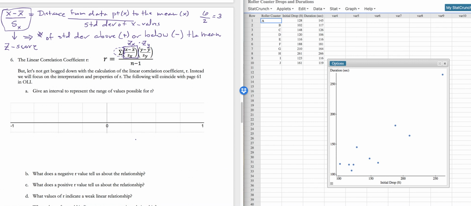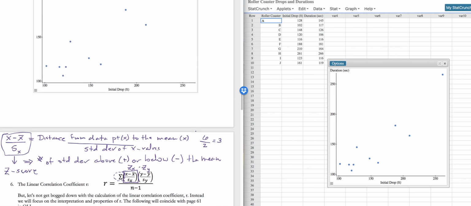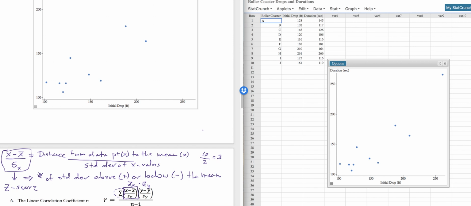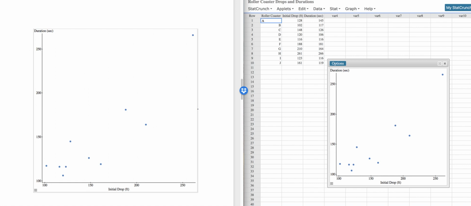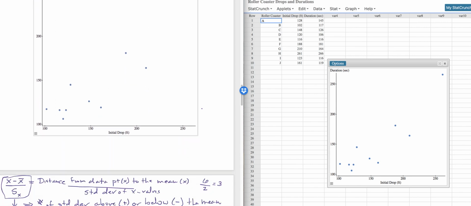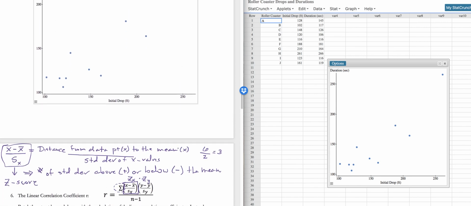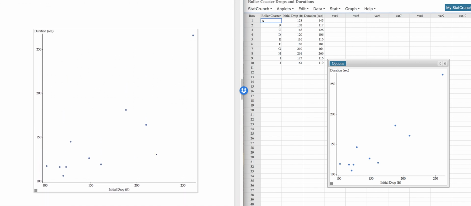So before we look at these particular values of our r value, I just want to bring this back to the picture that we've already looked at and see how these z-scores come into play. In the formula, we need, for every ordered pair, a z-score for the x and a z-score for the y. The z-score is in relation to where you are to the mean, how many standard deviations away.